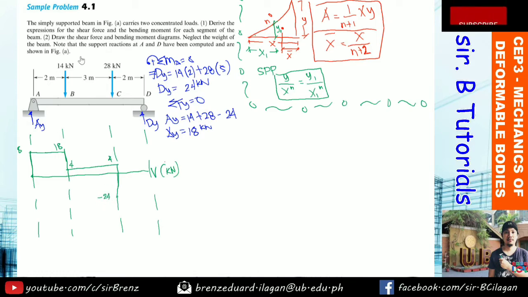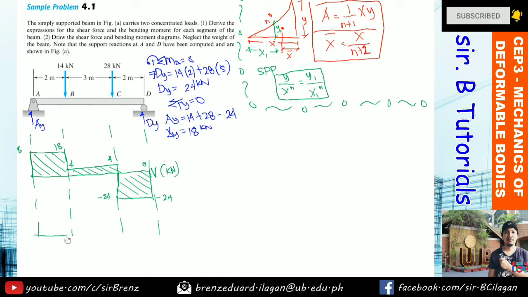And then, tingnan mo itong span C to D. Ayan. So, wala namang load na naka-apply. So, diretso ka lang. And then, pagdating sa point D, meron daw pataas ng 24. So, kung ito is negative 24 plus 24, so that will be equals to 0. So, ibig sabihin, tama yung ating shear diagram since nag-0 siya. Okay, so this is our shear diagram.